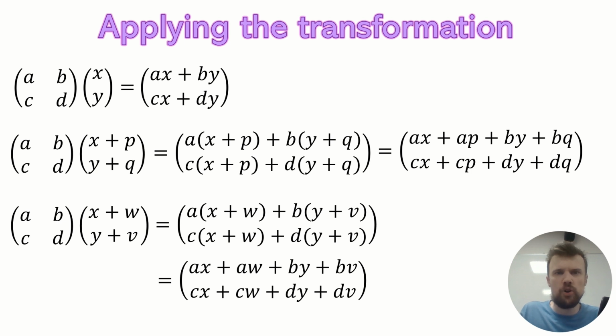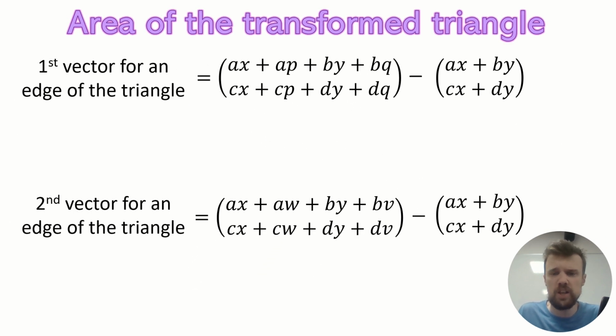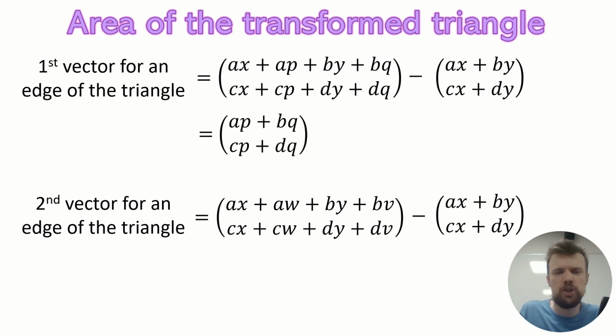Cool. Now we've got the three vertices of the new transformed triangle, we can try and work out the area of this transformed triangle, going through pretty much the same process we did before, working out the vectors for the edges by subtracting the position vectors in an appropriate way. So doing that first subtraction, interestingly, things are going to cancel out, which is quite convenient. The AXs and the BYs are going to cancel out, meaning we're just left with AP plus BQ, and for the Y coordinate, CP plus DQ.